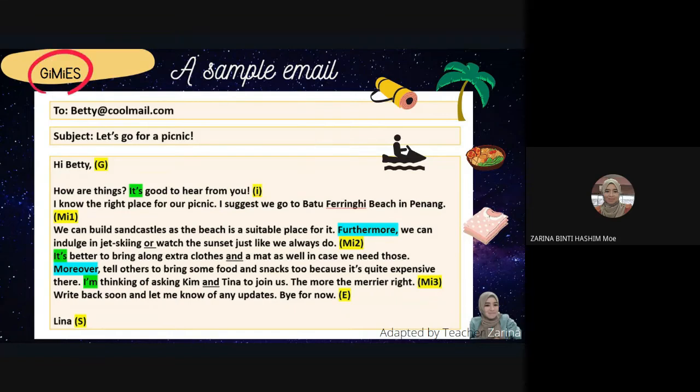This is another activity, and or watch the sunset. Or, this is also another activity. So either jet skiing or watch the sunset, just like we always do. These last words, just like we always do, show that you are talking to your friend in a more friendly way. So remember, this is an email to your friend.